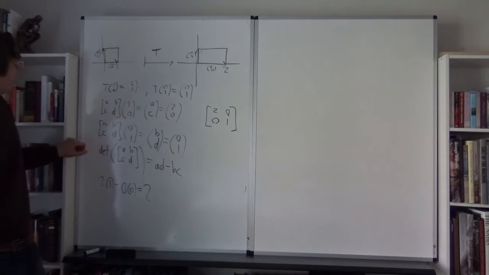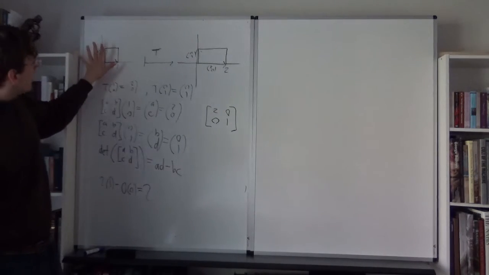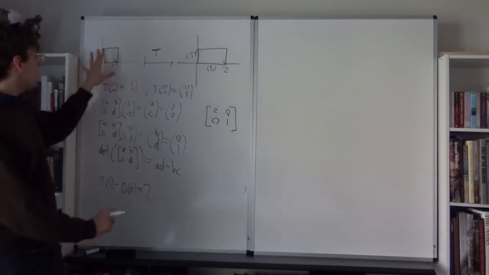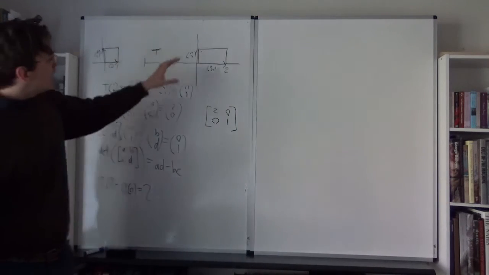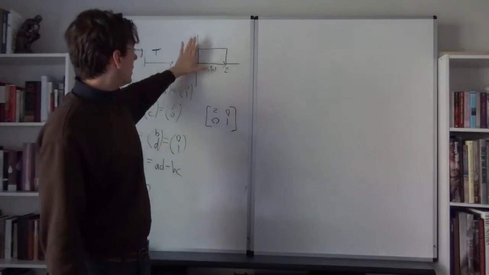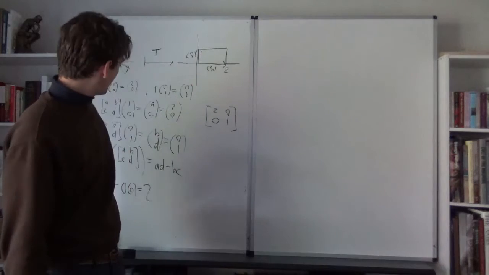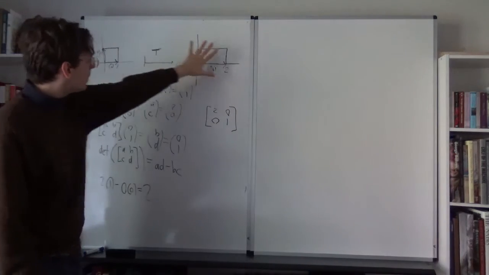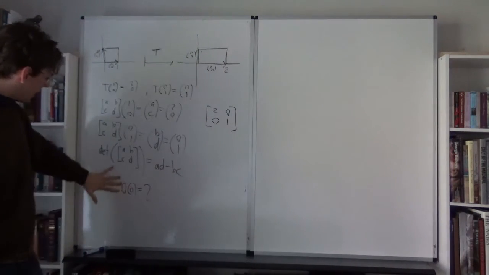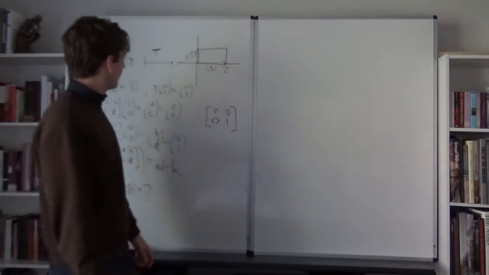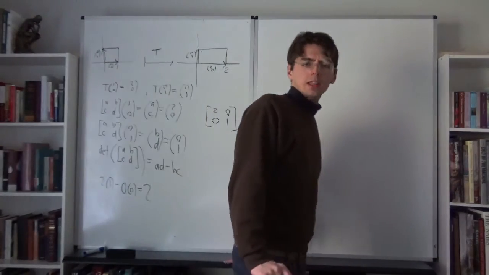How does this relate to the actual picture here? I had a square which was 1 by 1, so this had area 1. And it went to another rectangle which was 2 by 1, which is area 2. So the area doubled, and the determinant was 2. There seems to be some kind of relationship there.